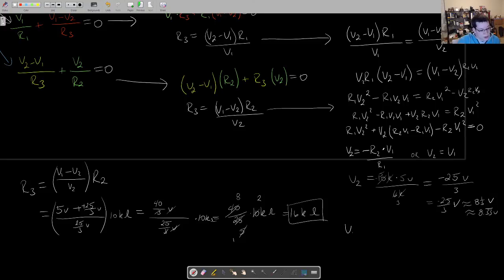So V2 equals negative 8 1/3 volts, R3, not R2, equals 16 kilo ohms.